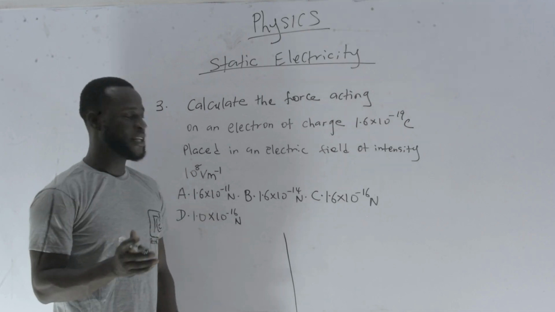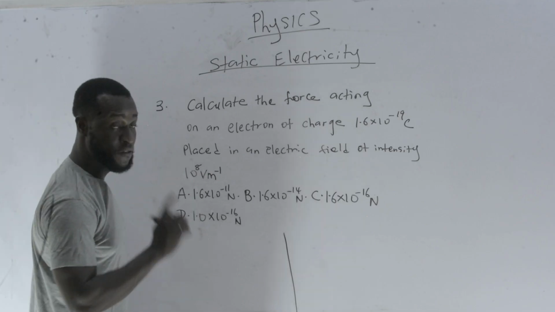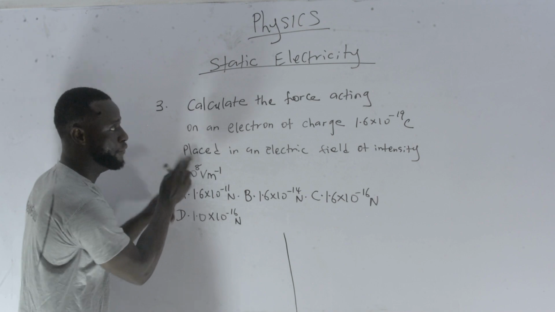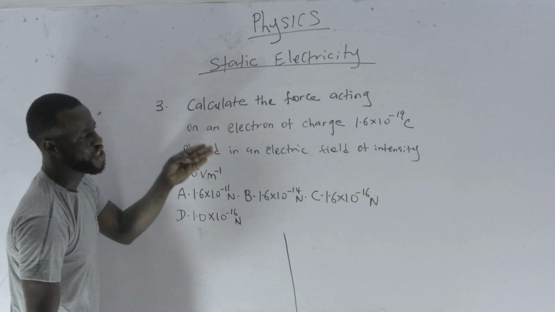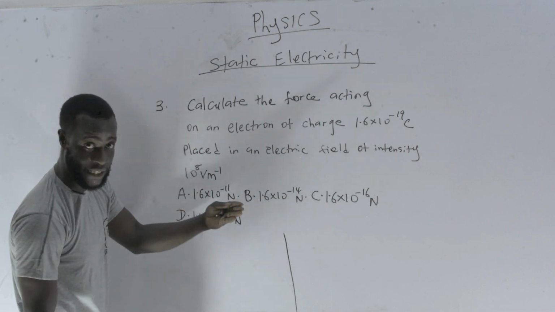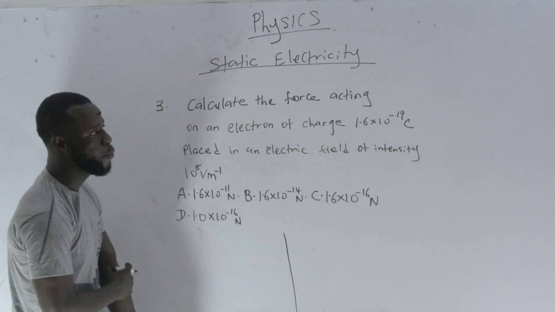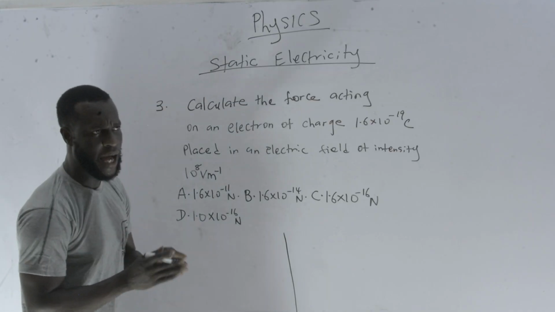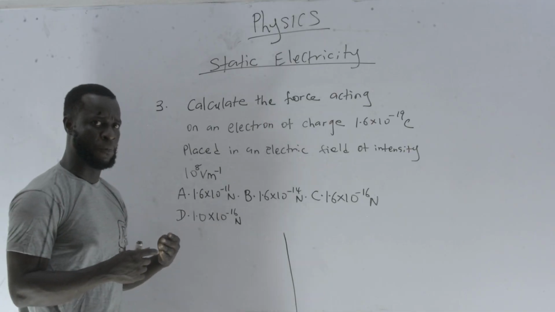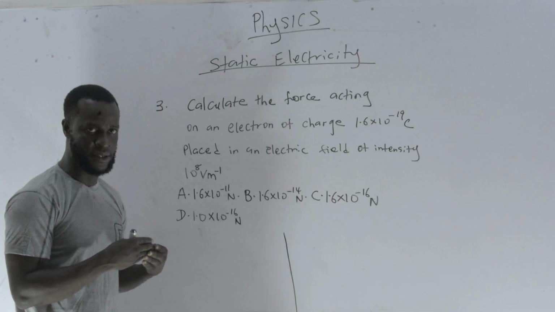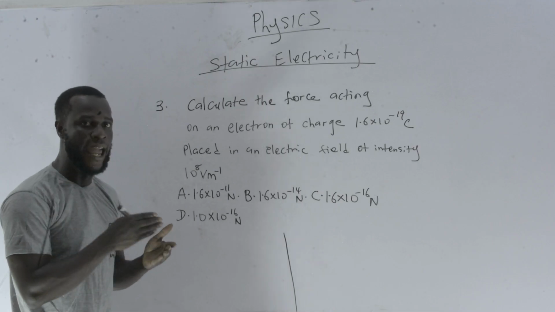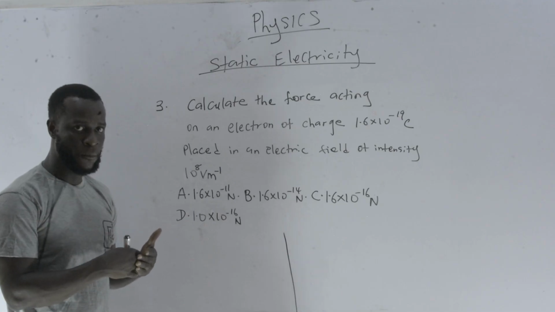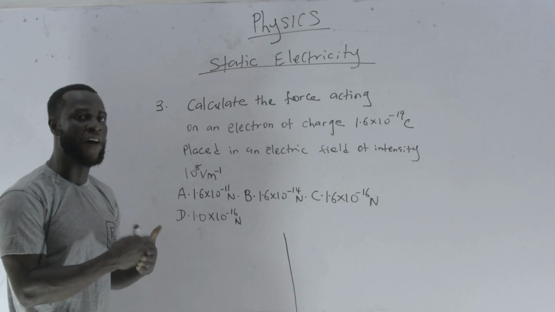Now when they say placed in an electric field of intensity, they have given us E. And we know what E is: 10⁸ volts per meter. And they have given us the charge, which of course is the charge of an electron, 1.6 times 10⁻¹⁹ coulomb. So the question will be, there are two formulas. As a matter of fact, there are 3 formulas for electric field intensity. There is E equals F over Q. There is E equals V over R. And there is E equals KQ over R squared.